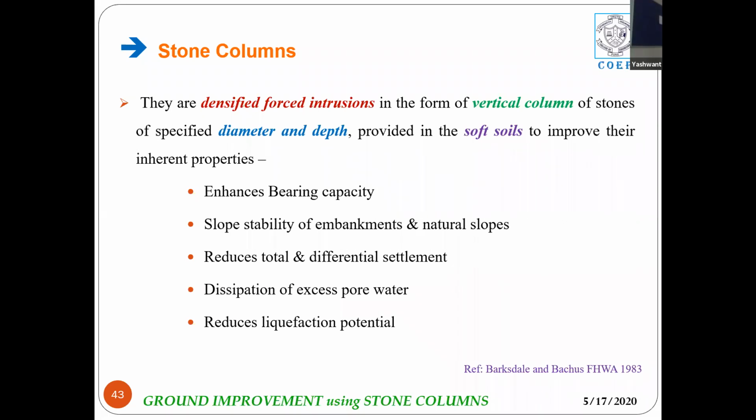And why are these provided? So as to improve the inherent properties. By providing these stone columns, the bearing capacity increases, and the slope stability of the embankments as well as the natural slope improves. It helps in reducing the total as well as the differential settlements of the structure. It significantly dissipates and removes the excess pore water pressure and minimizes the liquefaction potential. So these are the benefits or advantages of providing stone columns in soft soils.